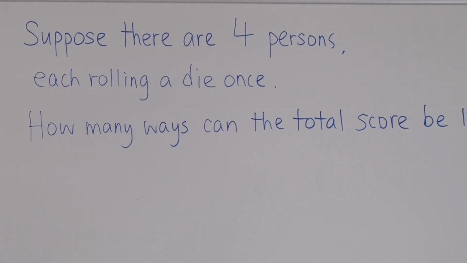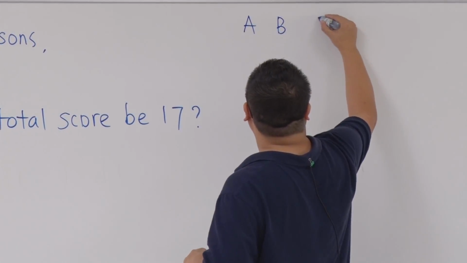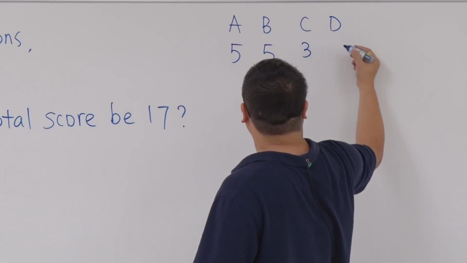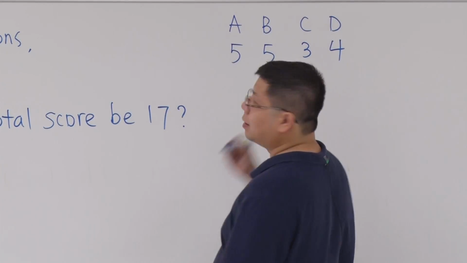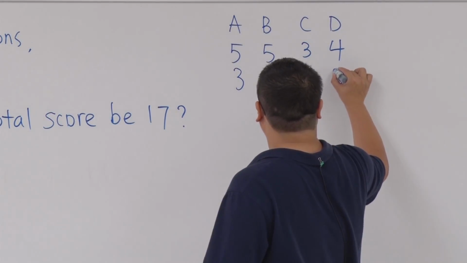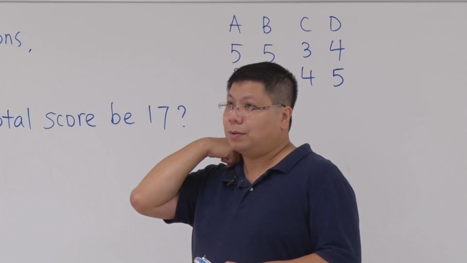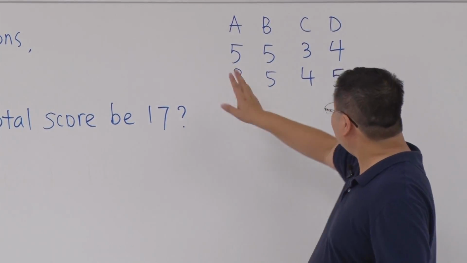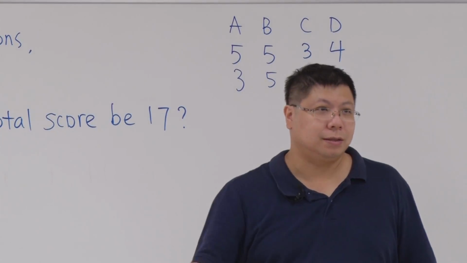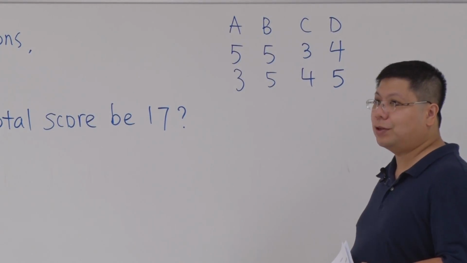Okay, so for this problem, suppose that you have A, B, C, D, right? There are 4 persons. Let's say 5, 5, 3, 4. So we consider this as the same as 3, 5, 4, 5. Is that okay? So we want to ask about the combinations only, the number of ways. So 1, 3, 1, 4, 2, 5 is a combination. Okay, so it doesn't matter about the ordering. Okay, ordering does not matter. So how many ways are there to have a total equal to 17?